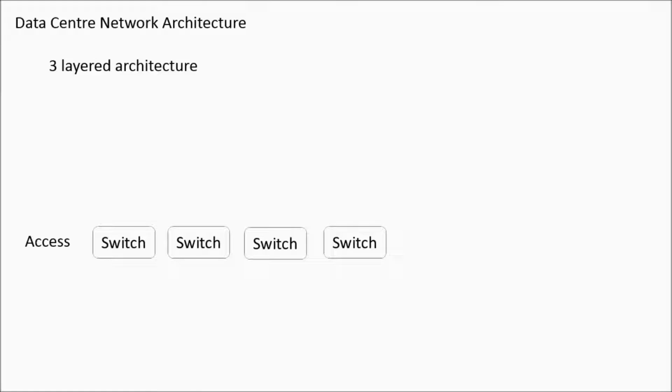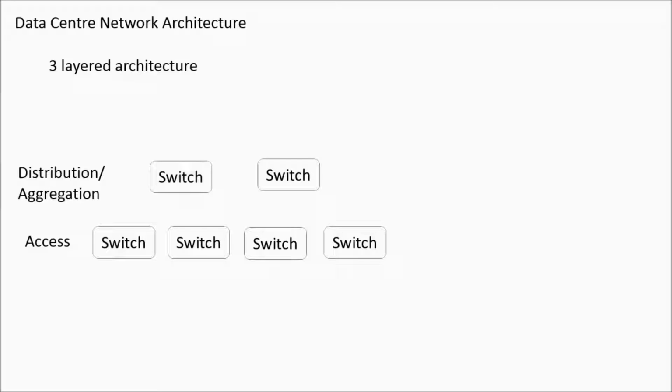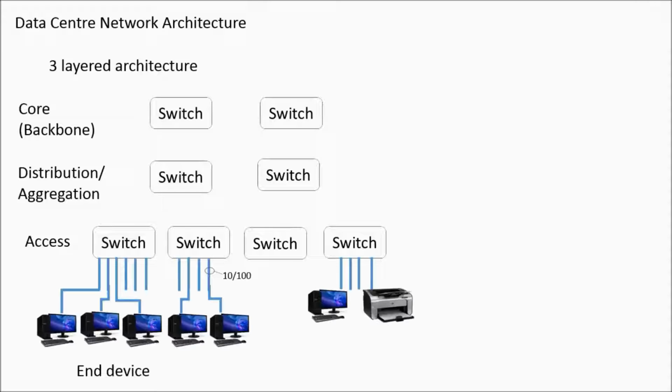For a typical data center network, there are three layers of switches, named the access layer, the distribution layer, which is also called the aggregation layer, and the core layer. All the end devices such as computers, printers, and servers will be connected to the access layer with Fast Ethernet. We will usually use Cat5, Cat5e, or Cat6 UTP cable. The number of switches actually depends on the number of end devices.